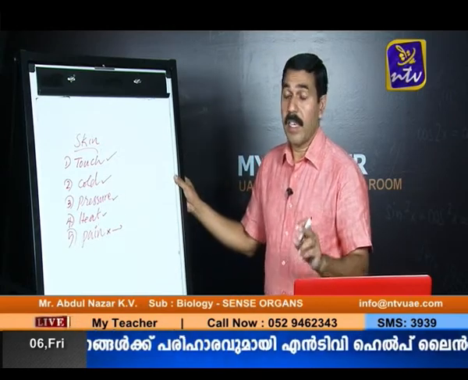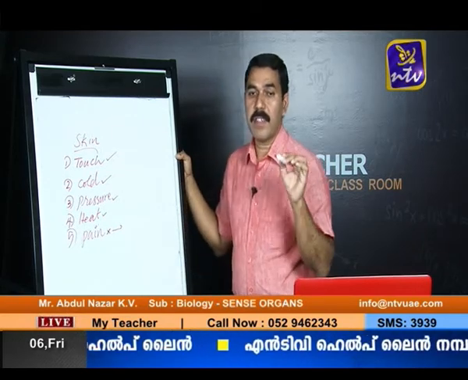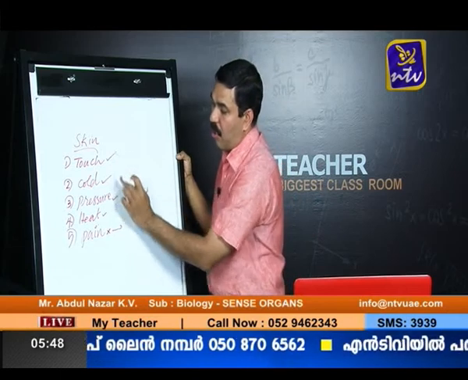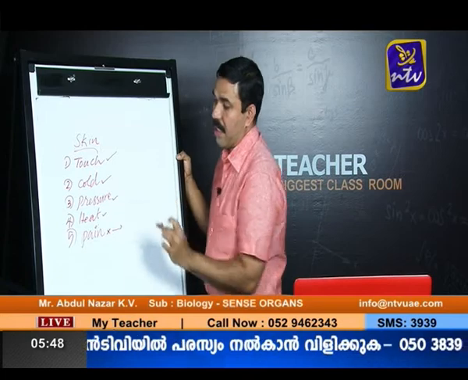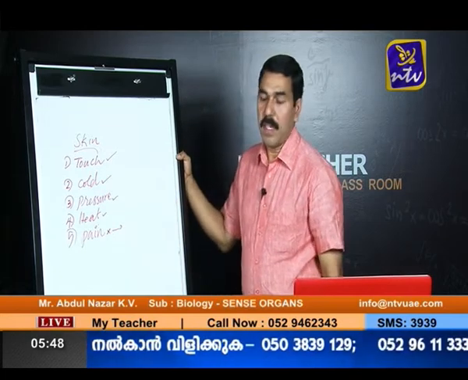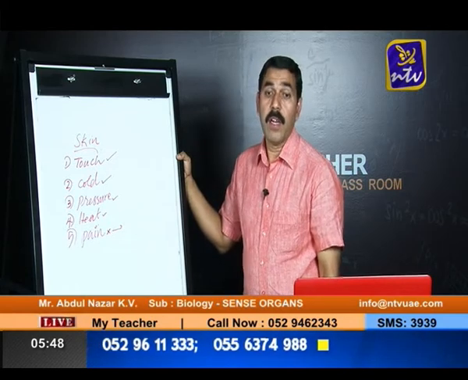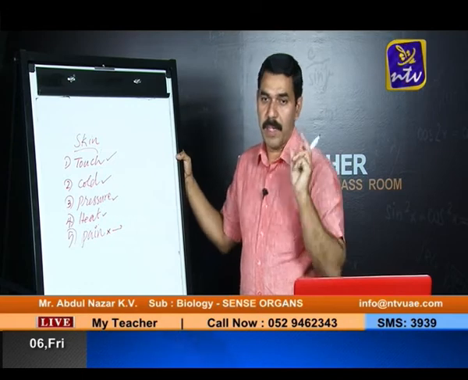So once again remember, skin is the largest sense organ. Skin can register 5 senses. Out of these 5 senses, for all the four, touch, cold, pressure and heat, there are special receptors, but for pain there are no special receptors. All the sensory nerve endings directly register pain.